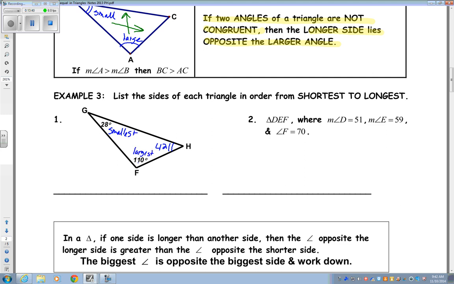So now we want to list the sides from shortest to longest. So I have to look opposite that smallest angle to find that side. So which side is the shortest side? FH. So we start off with FH. That's the smallest side. Then we want the middle side, GF, because the next angle would be 42. And then the largest angle was 110, so the largest side would be GH. And that's all we're doing. We're showing the relationship between the angles and the sides and being able to list them from shortest to largest, or vice versa. All right, so number 2 is like we did before. No picture given, so you need to draw and label.